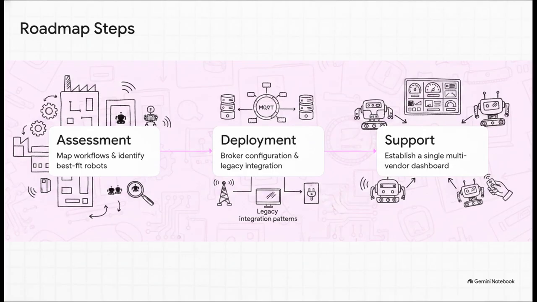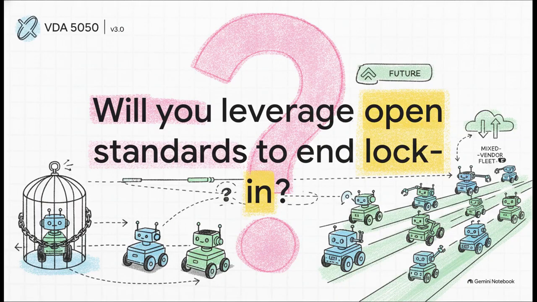As we wrap up this Zero to Hero capstone explainer, I want to leave you with one final thought about the future of your facility. The tools are here. Open standards like VDA 5050 are ready to go right now. The days of vendor lock-in are officially numbered. So, the question is, will you stay restricted to a single manufacturer's ecosystem, completely locked in? Or will you take the leap, leverage these open standards, and build a truly optimized mixed-vendor robotic workforce?